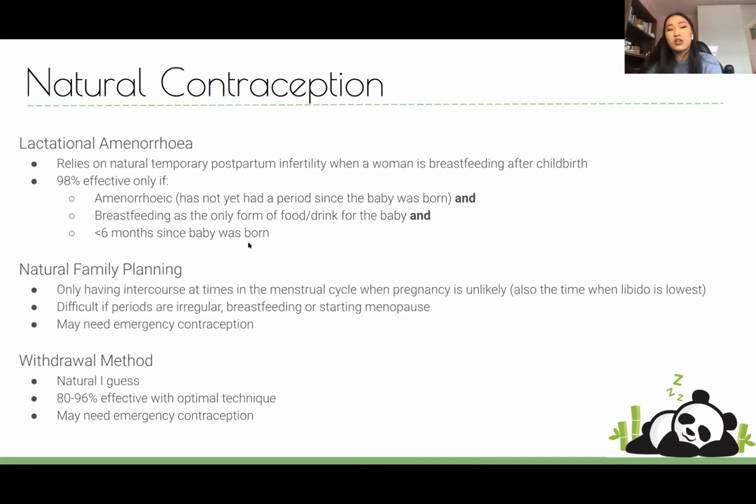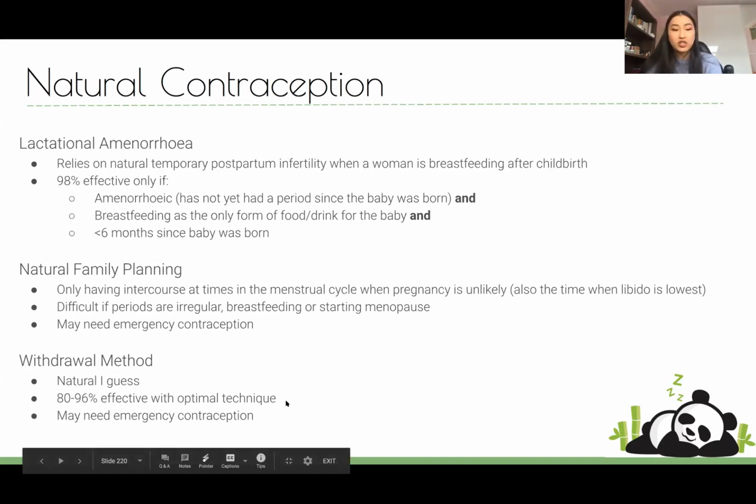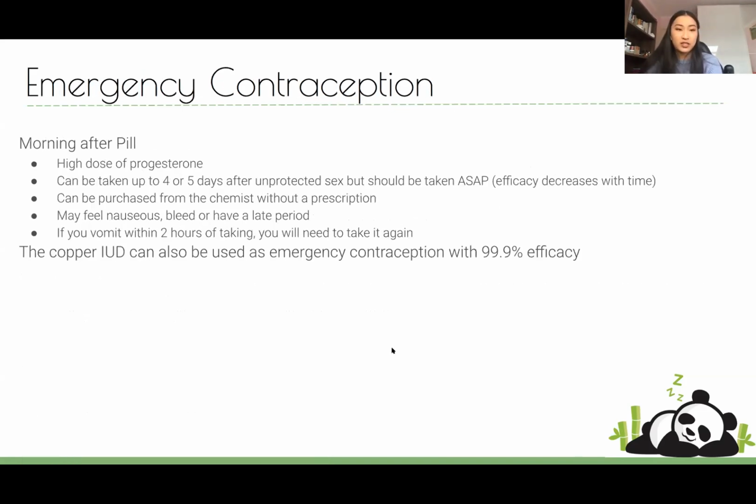So obviously this is not a contraceptive method that you choose to use. It's just something that happens to happen. Natural family planning means only having intercourse at times when pregnancy is unlikely. If someone has difficult, irregular periods, this is very difficult, if not impossible. And you basically always have to have emergency contraception on hand just in case. Withdrawal method, I suppose it's natural. It's not very effective. You may need emergency contraception, literally never the answer.